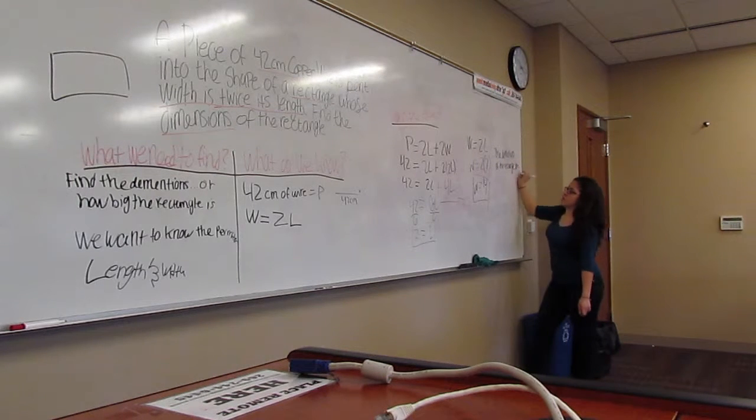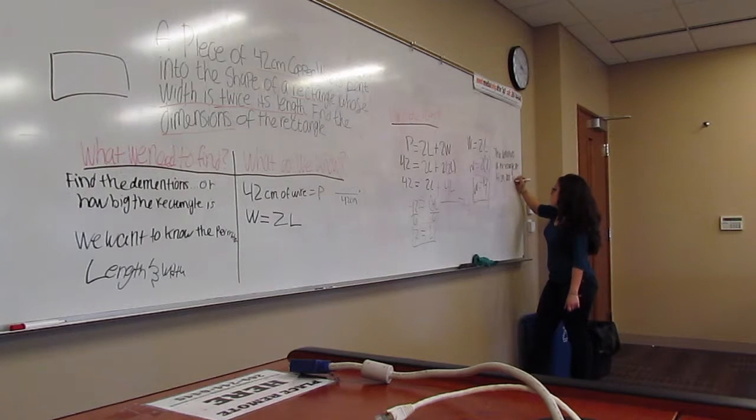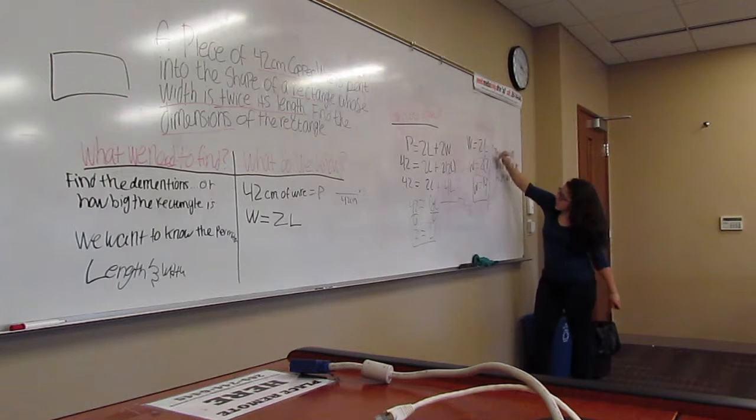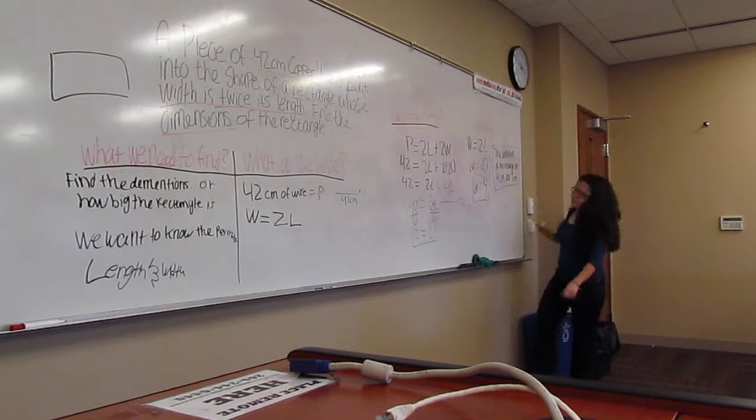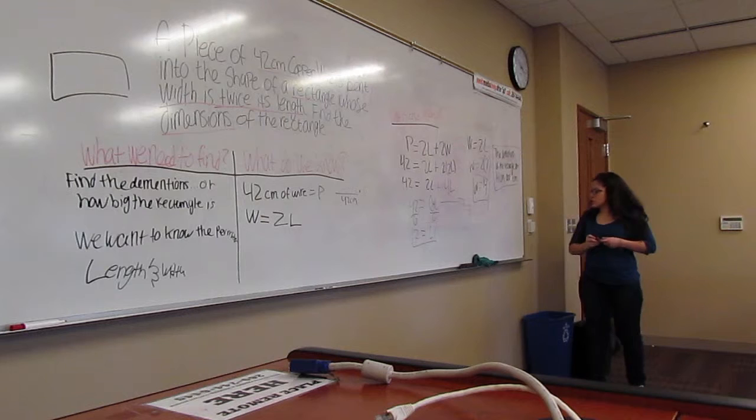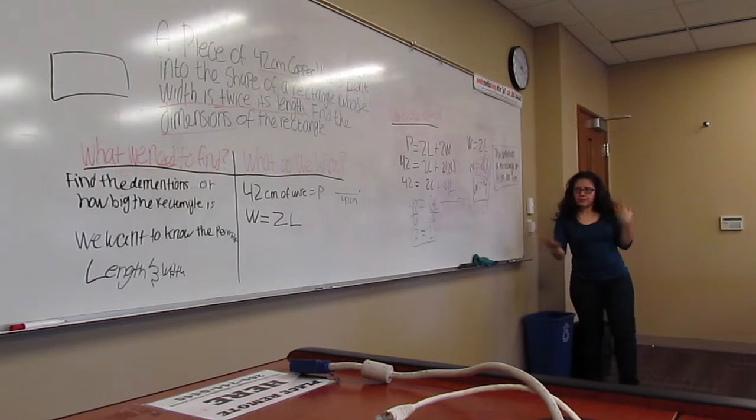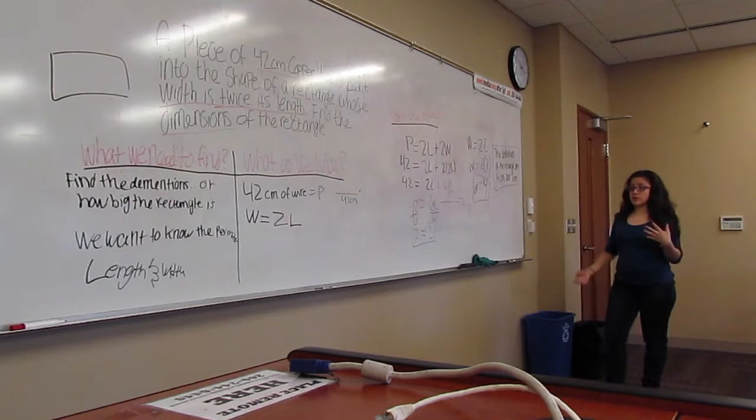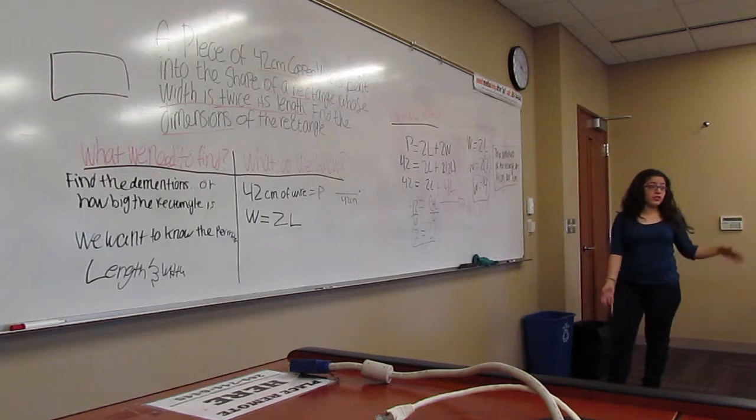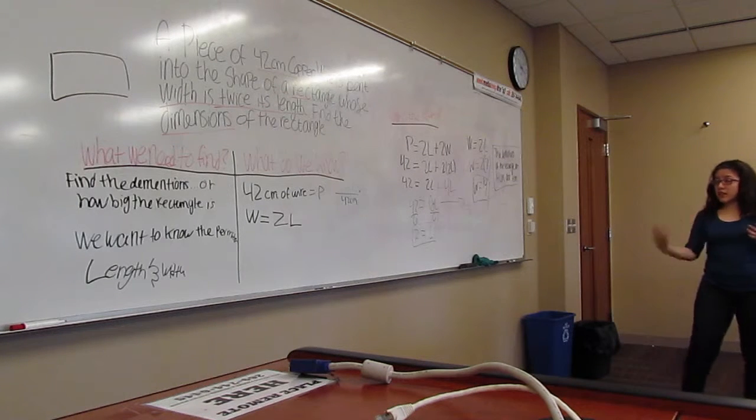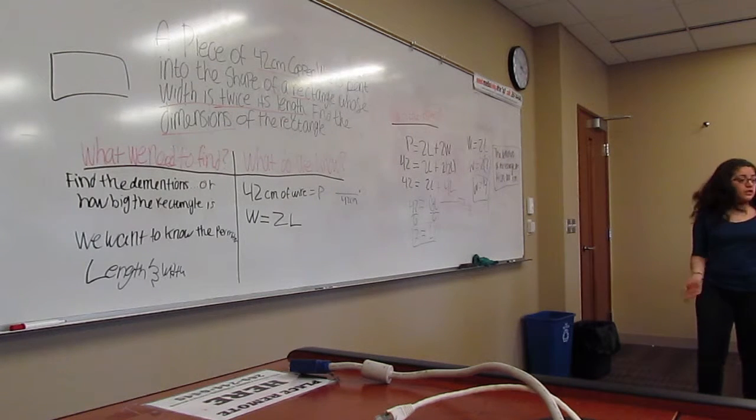The dimensions of the rectangle are, you said 14 centimeters? And 7 centimeters. That's very good. Perfect. So this is how you convert a word problem into an equation. Are there any questions, anything that doesn't make sense to you?